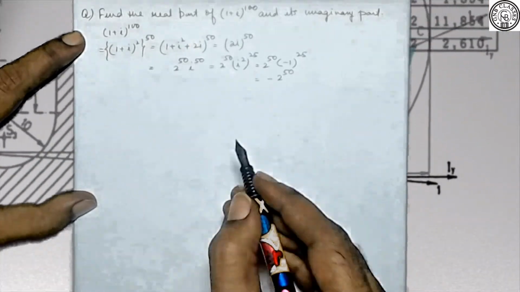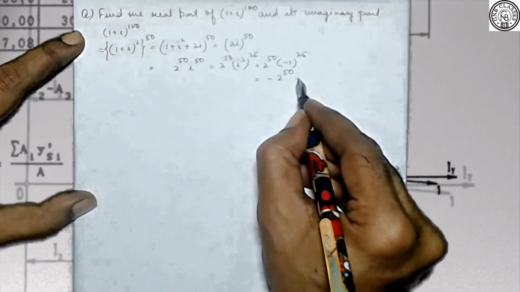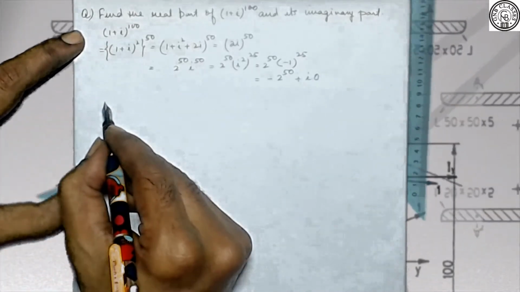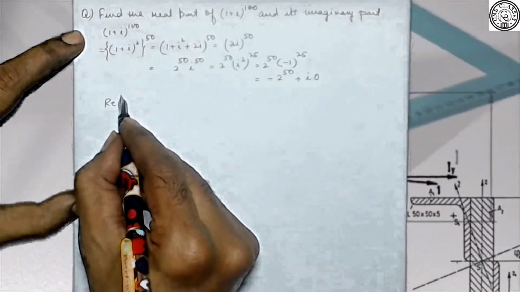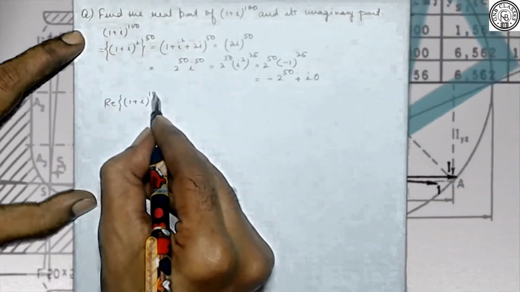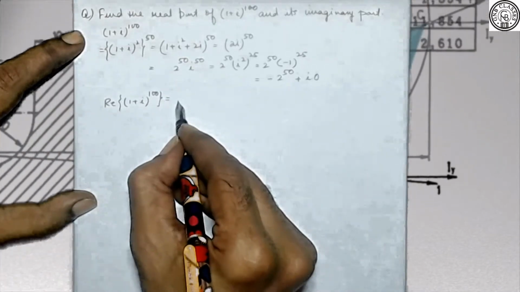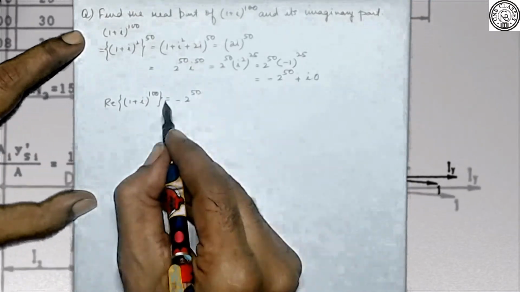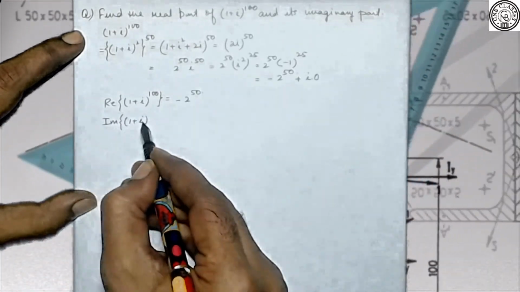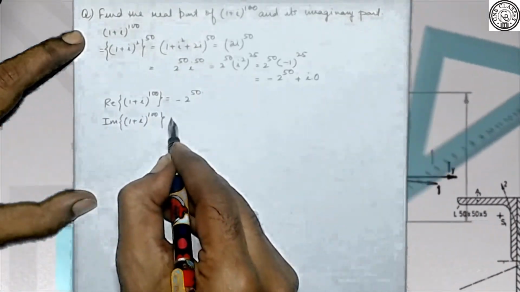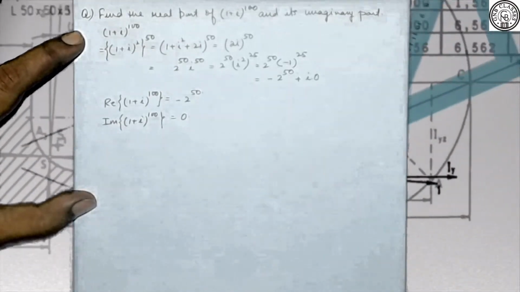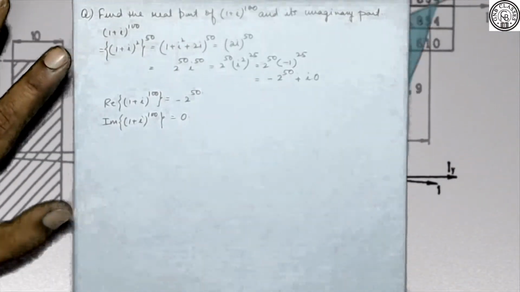Now, there is no imaginary part here, so we can write this as i into 0. Therefore, the real part of the complex number (1 + i)^100 is nothing but minus 2^50, and the imaginary part of this complex number is nothing but 0. Have you understood the problem clearly? Okay, let us take another example.